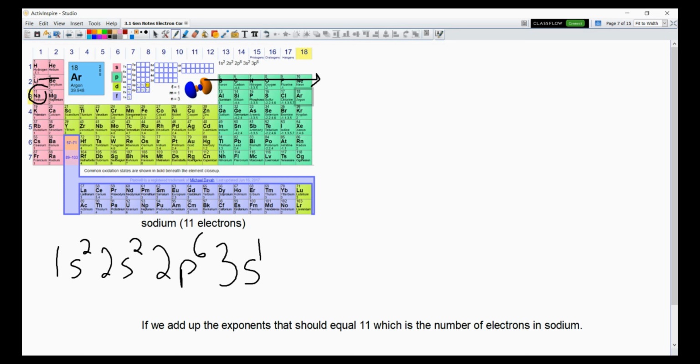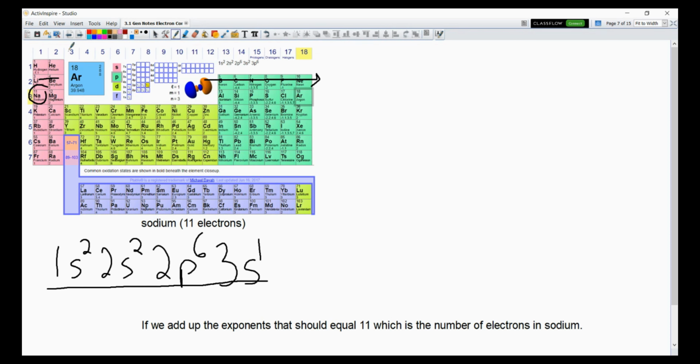Okay? Now, one thing about this is if you add up these numbers here, it's going to equal 11, which is sodium's number on the periodic table. Sodium is number 11. It has 11 electrons. So if you add these up, you do see that that is 11. So those are the 11 electrons in an electron configuration for sodium. If you're asked to write the electron configuration for sodium, it's going to be 1s2, 2s2, 2p6, 3s1.